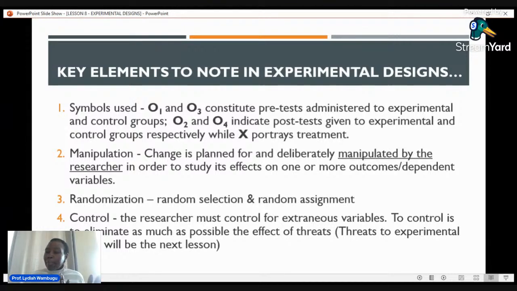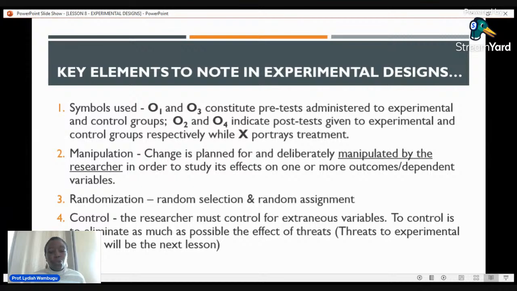So the odd numbers represent pre-test. The even numbers represent post-test. The lower numbers represent the experimental group. The higher numbers represent the control group. And then X symbolizes the treatment or the intervention that is given to the experimental group.